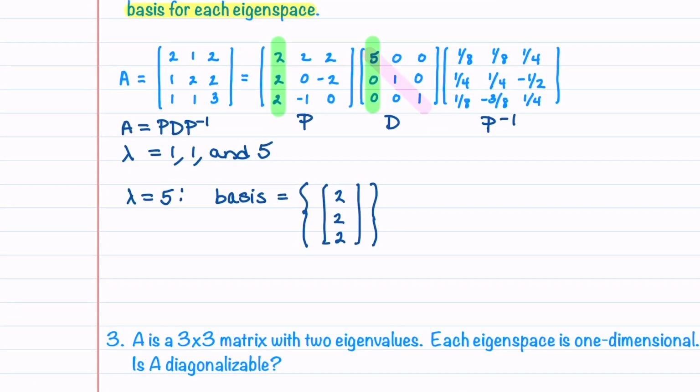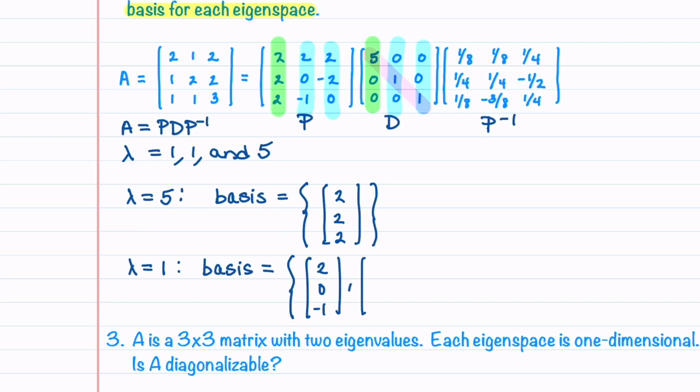Let's now find the basis for our eigenvalue lambda equal to 1. This eigenvalue is located in the second and third columns of D, which means its eigenvectors are going to be located in the second and third columns of P. Our basis then is just going to contain these 2 vectors. Vector 2, 0, minus 1, and then vector 2, minus 2, 0.